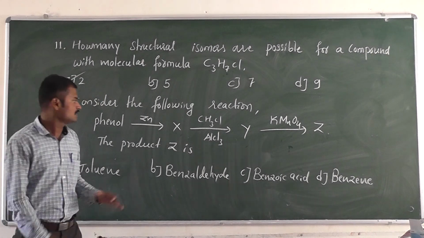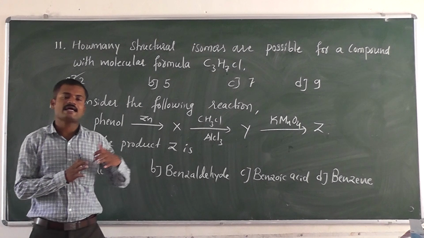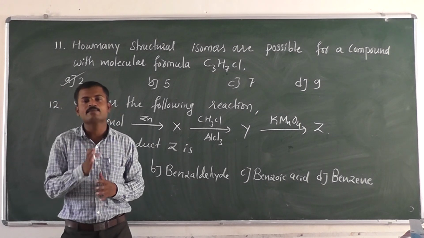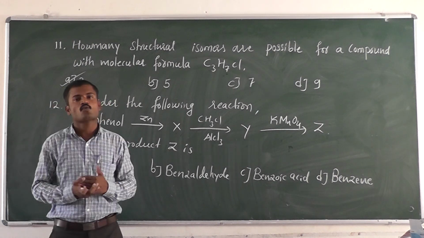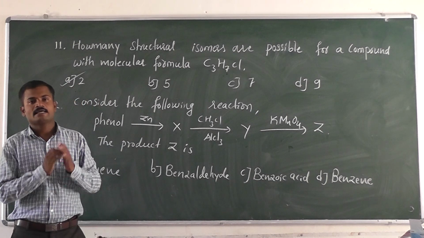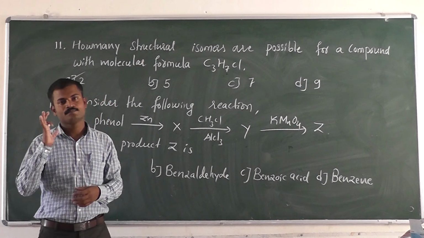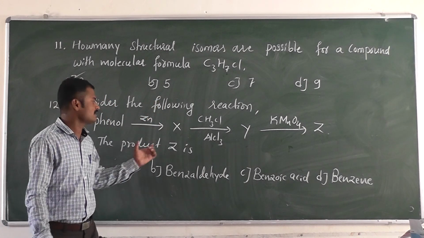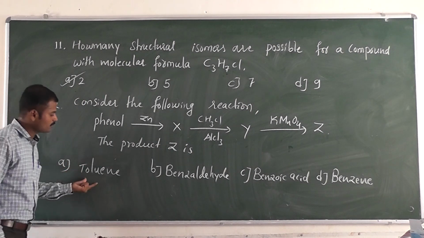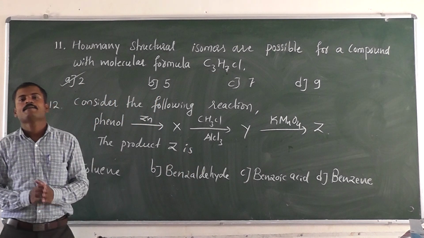So first, phenol reacts with zinc, forming a product X. X reacts with methyl chloride in the presence of aluminium chloride, forming compound Y. Y again reacts with another reagent, potassium permanganate. Finally there is a yield of a product Z. He has asked what is Z. They have given four options: option A toluene, option B benzaldehyde, option C benzoic acid, and option D benzene.